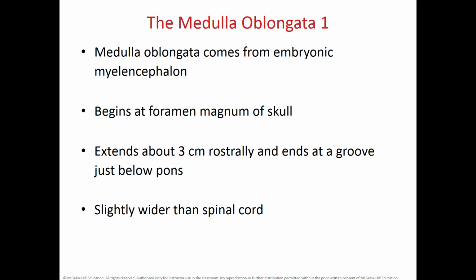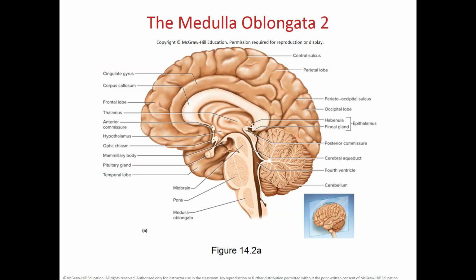Okay, now let's talk about the medulla oblongata. The medulla oblongata comes from the myelencephalon, if you remember. It starts at the foramen magnum and extends rostrally around 1 inch, and it ends at a groove below the pons. It is slightly wider than the spinal cord.